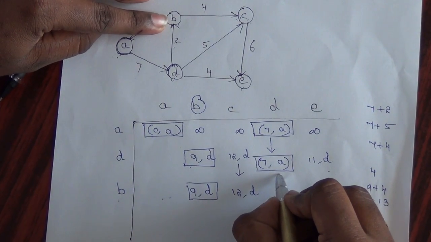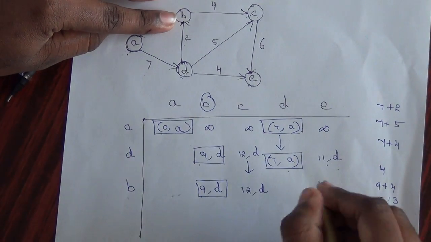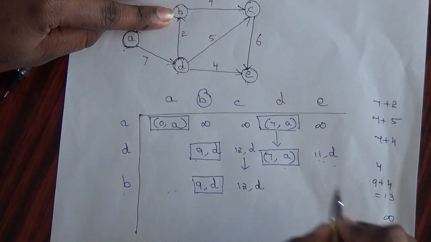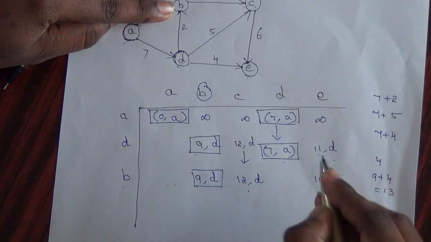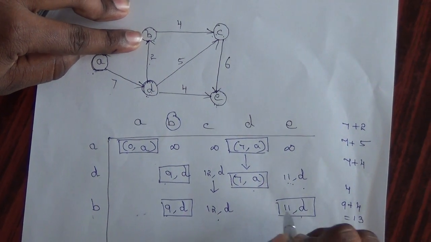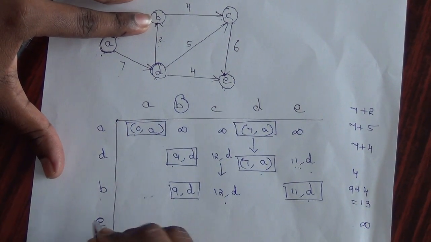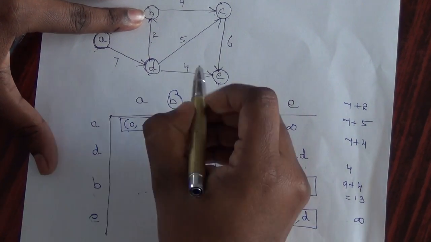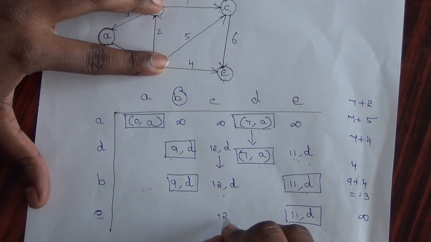Similarly, for E, we already have 11. From B, we cannot reach E directly. So the possible path is infinity. 11 is smaller than infinity, so we are going to consider 11. From these two elements, 11 with D is the smallest number, so we are going to consider E for the next iteration. So 11 comma D, we are going to fix it. From E, we cannot reach anywhere else, so the remaining element is 12.